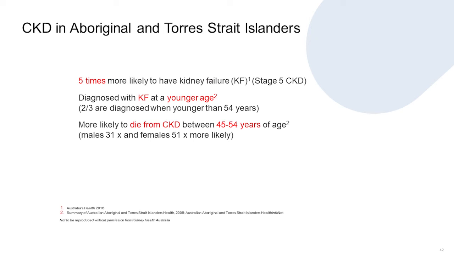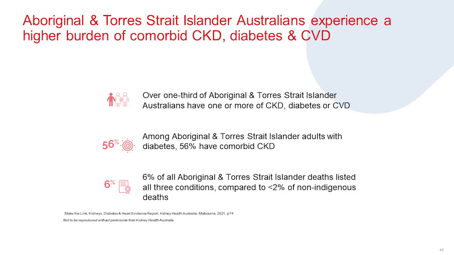And they're diagnosed with kidney failure at a younger age. Two thirds are diagnosed when younger than 54 years, and they're more likely to die from CKD between 45 and 54 years of age. So unfortunately, they experience a very high burden of comorbid CKD, particularly diabetes and cardiovascular disease.